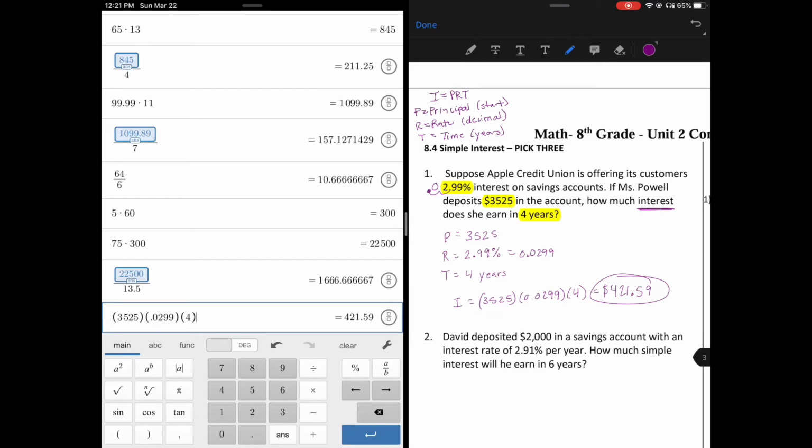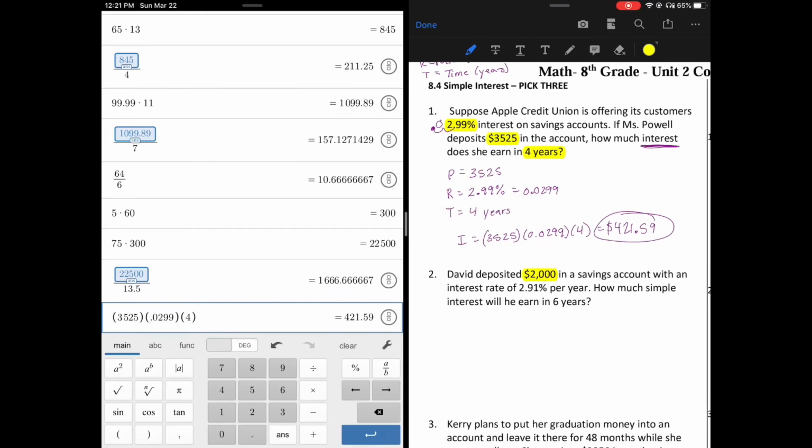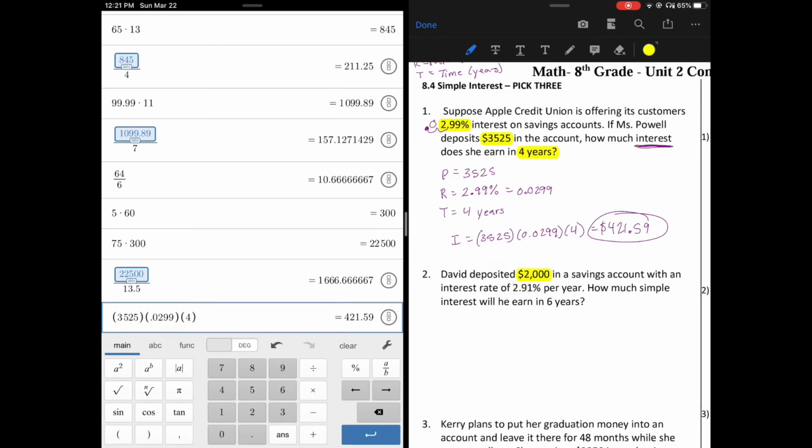Number 2 says that David deposited $2,000 in a savings account with an interest rate of 2.91% per year. So that's 2 key pieces of information that we've just been given. How much simple interest will he earn in 6 years? So our principal is $2,000. Our rate, if we move our decimal over, is 0.0291, and our time is 6 years. So to find our simple interest, all we have to do is multiply those 3 things together.